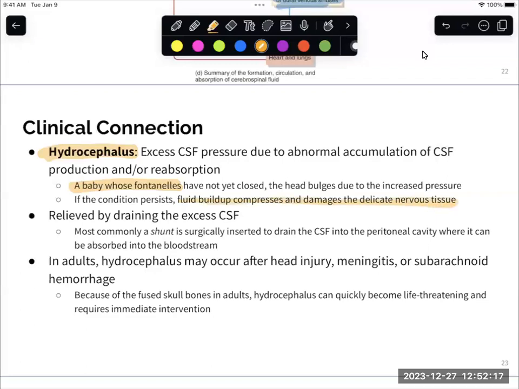The way that they treat this is they're going to put a shunt that goes from that skull, and it's going to drain down into the abdomen where it's going to be reabsorbed into the bloodstream. Adults with hydrocephalus, it can happen after a head injury, meningitis, subarachnoid hemorrhage, but because the bones are already fused, it can be life-threatening very quickly.